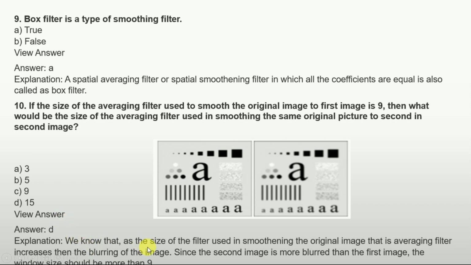We know that as the size of the filter used in smoothing the original image, that is the averaging filter, increases, the blurring of the image increases. Since the second image is more blurred than the first image, the window size should be more than 9. So here we have the option that is 15. So here is the concept we can say.